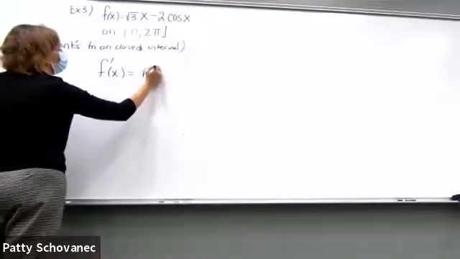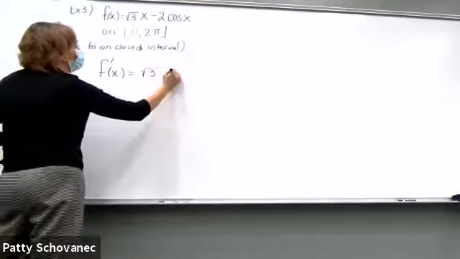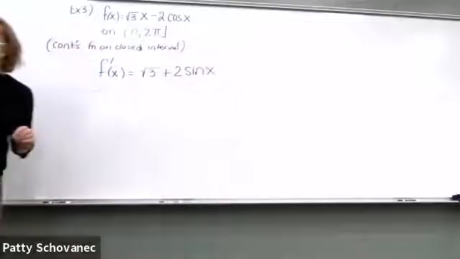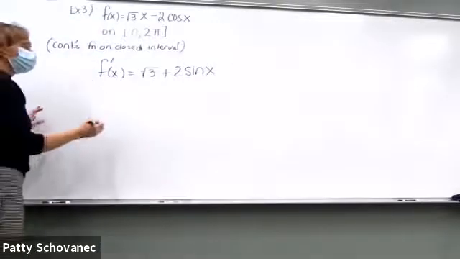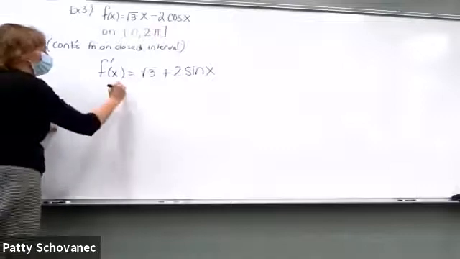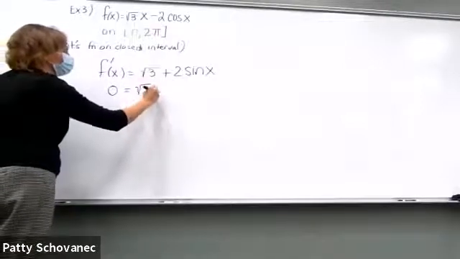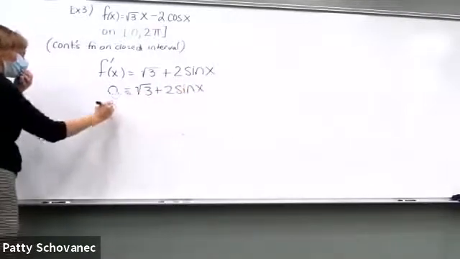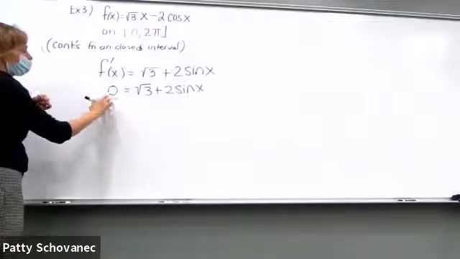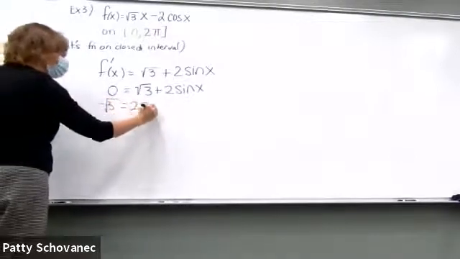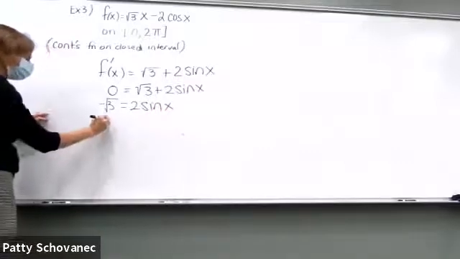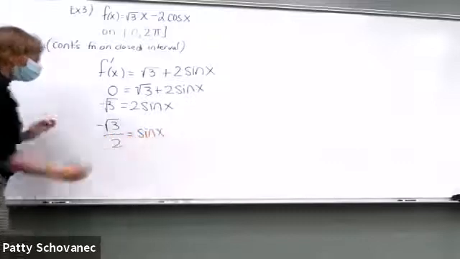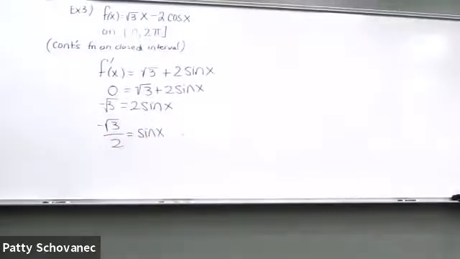Square root of 3 plus 2 sine x. Now we're going to set that equal to 0 and solve for x by first solving for the sine of x. It's not going to factor for us. So I'll move the square root of 3 over. Then we're going to divide by 2. And we have to figure out the angles at which the sine is negative square root of 3 over 2.